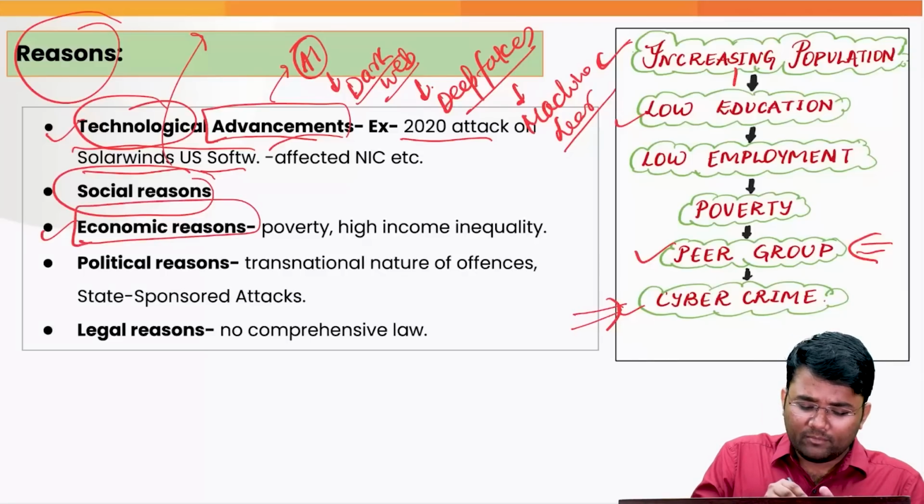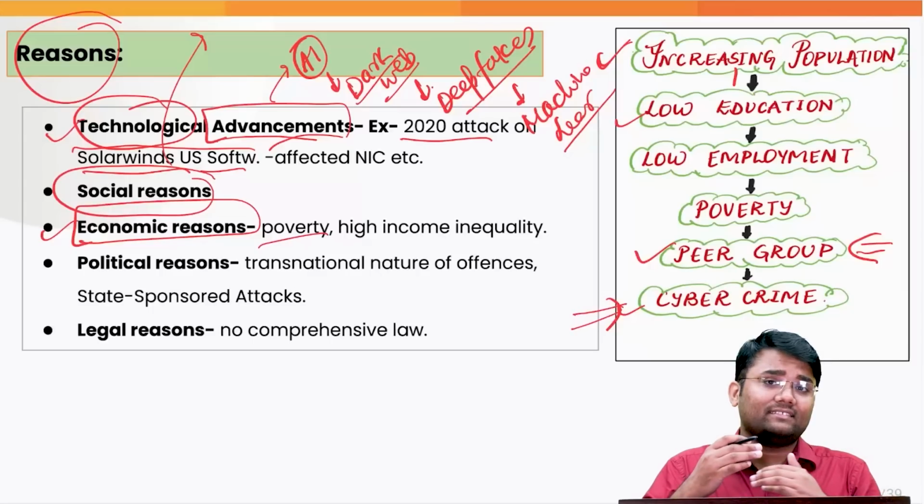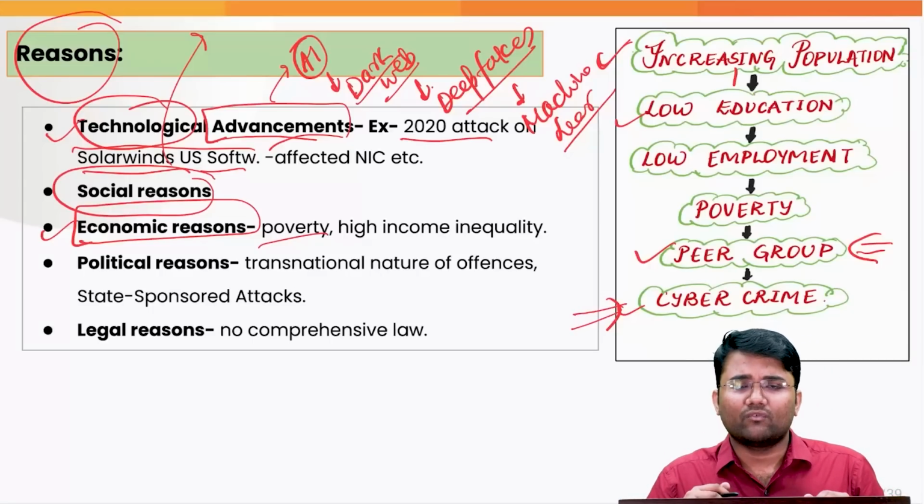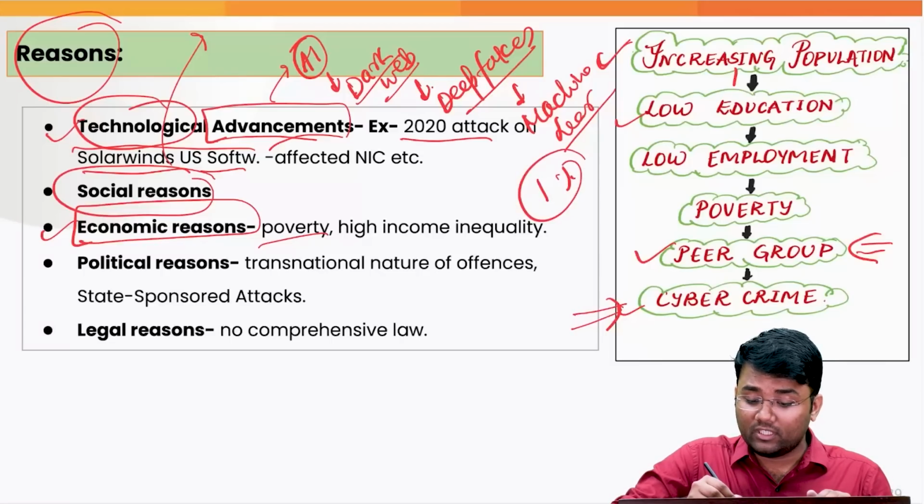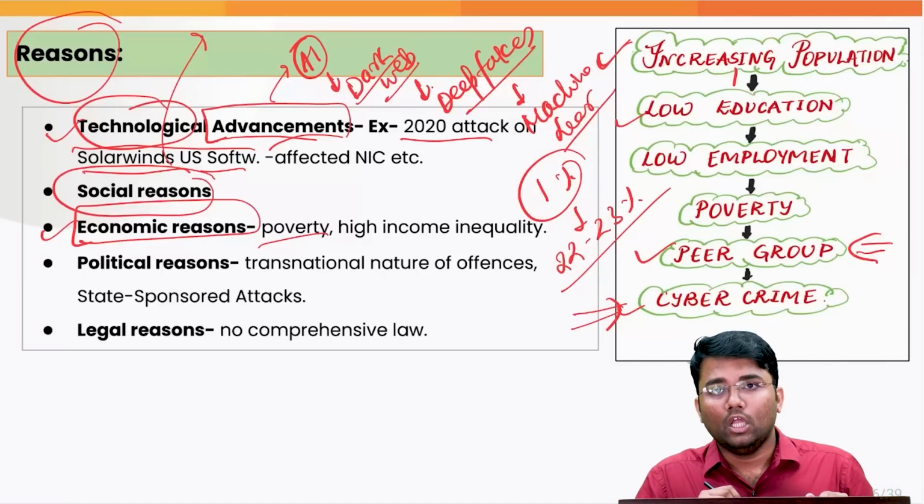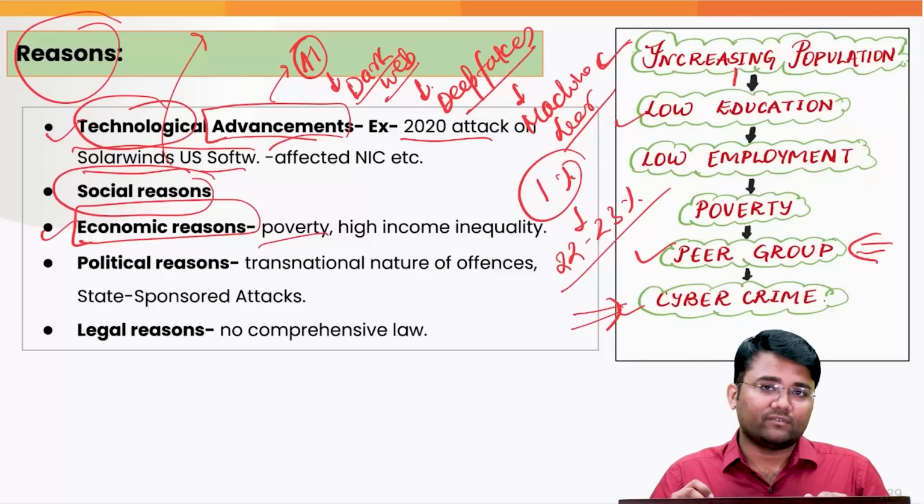Then, for example, economic reasons. Again, poverty as well as high income inequality, which has been highlighted by the Oxfam report and the World Inequality Report 2022, which says that the top 1% of the population holds at least 22 to 23% of the wealth in India. This further creates the issue of cyber crimes.